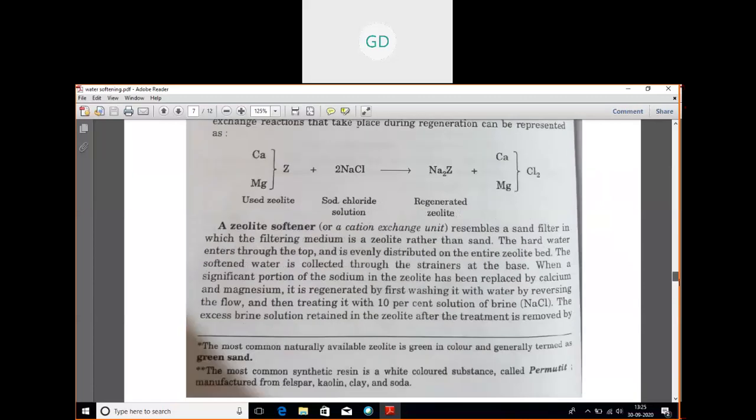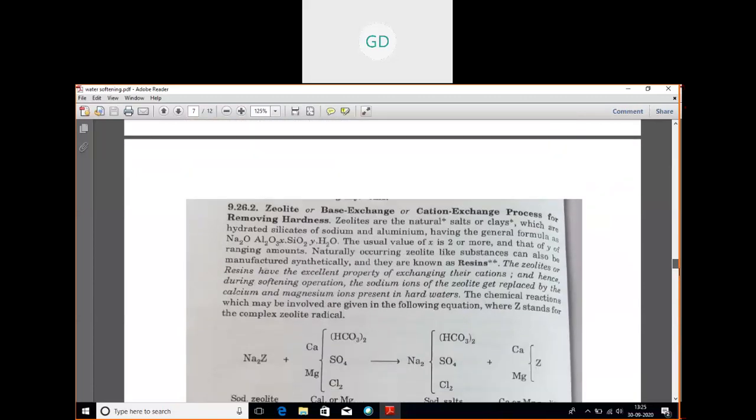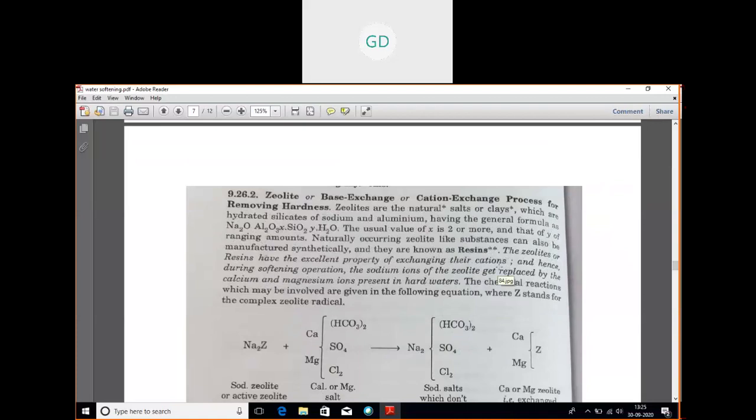So like the zeolite exchange process or base exchange process, these also, zeolites are what? Zeolites are your natural salts or clays, which are hydrated silicates of sodium and aluminium. And the zeolites have a chemical formula, this one.